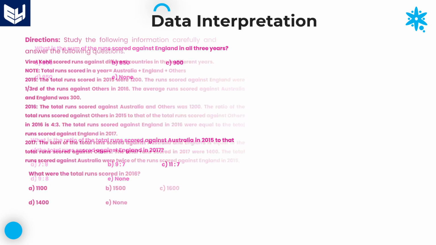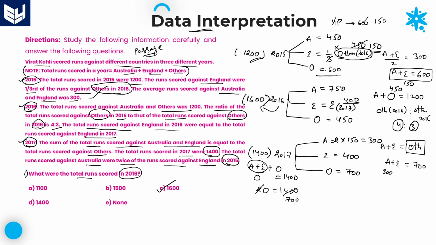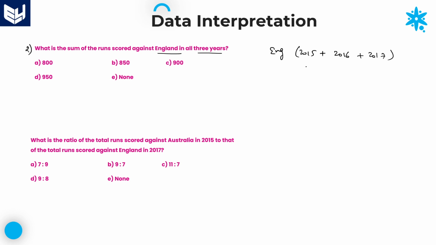Go back to the previous slide and then add all the values. England in 2015 is 150, 2016 is 400, 2017 is 400. Write down all the values and then calculate. Here in 2015 this value is 150, and in 2016 and 2017 both values are equal to 400. Now you just add all these three values.